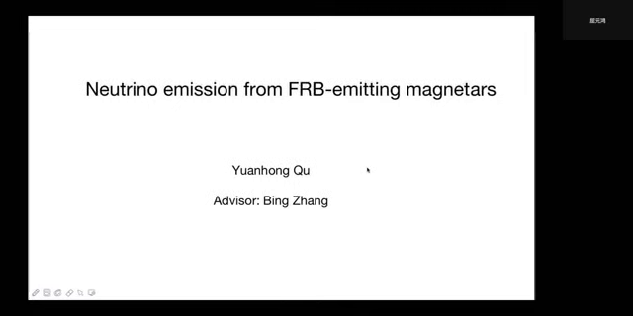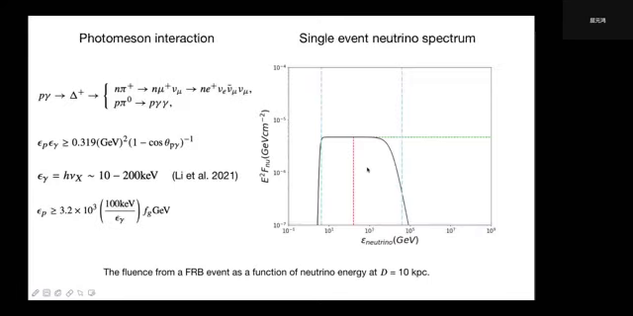Hello, I'd like to introduce the work Neutrino emission from FRB-emitting magnetars. In this work, we studied the possible neutrino emission from FRB-emitting magnetars. During the magnetar flaring phase, it's possible that protons could be accelerated to higher energy, which would interact with X-ray photons to produce neutrinos through the photomeson interaction. We investigated the possible neutrino emission processes during the FRB emission phase.